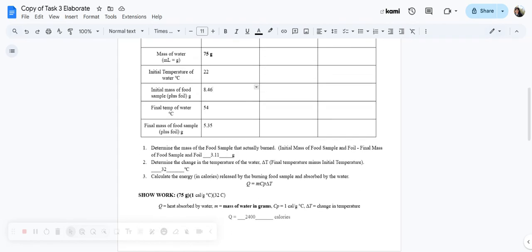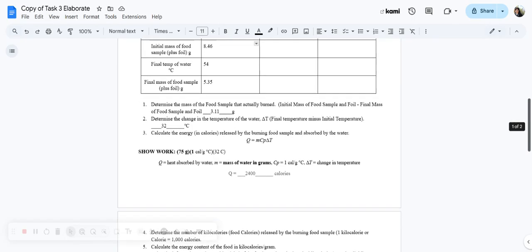So when we calculated the mass of the food sample that actually burned, we're taking the initial minus the final mass. So 3.11 grams. That's how much of the food sample that actually burnt. Then we're going to determine the change in the temperature of water, our delta T. So 54 minus 22. And then we're going to figure out our heat that absorbed by the water.